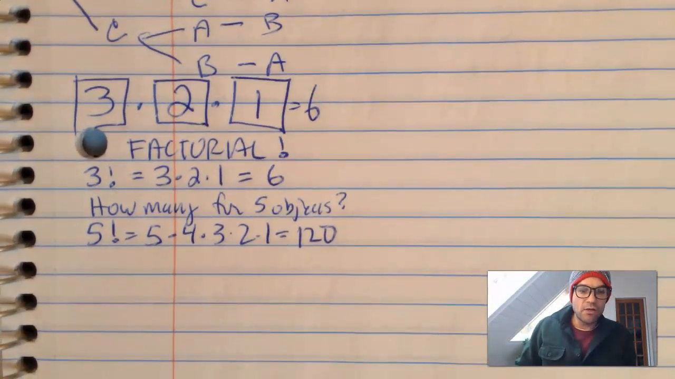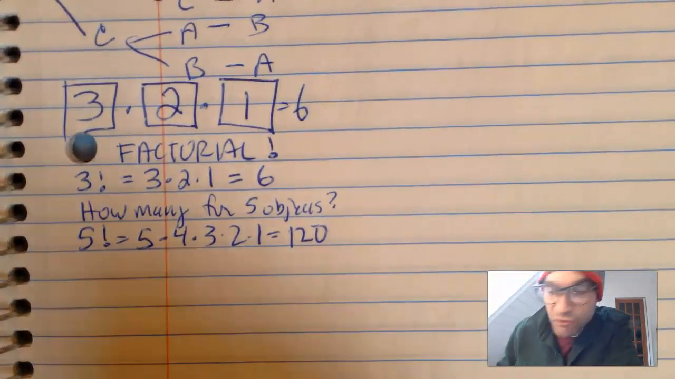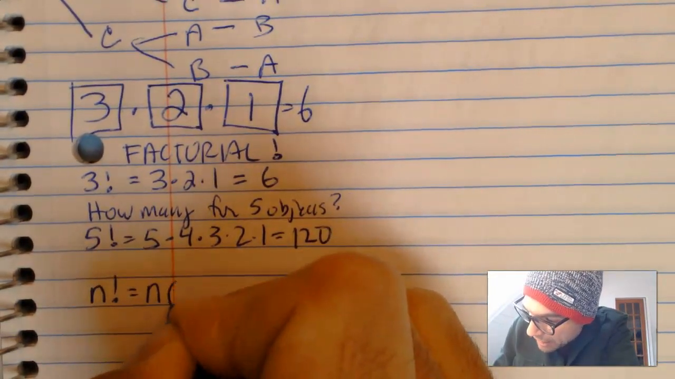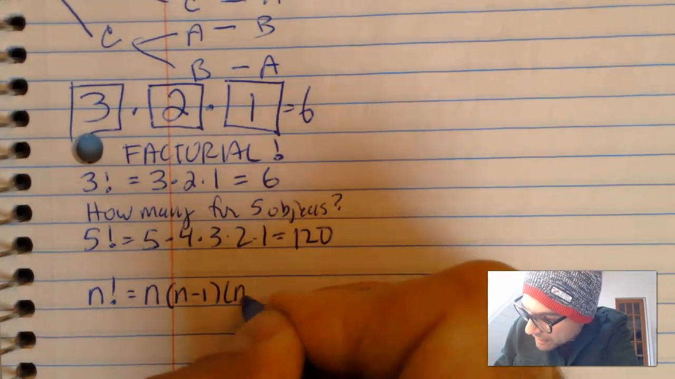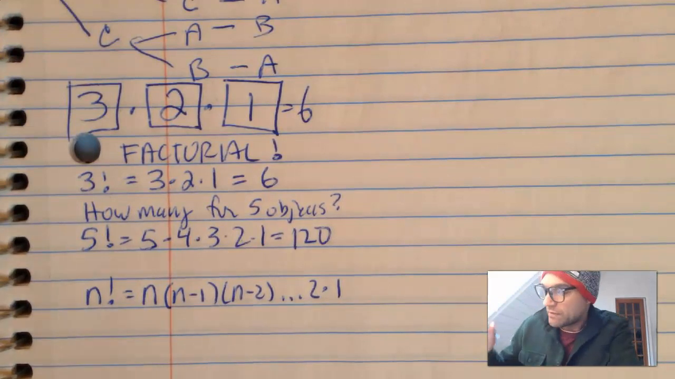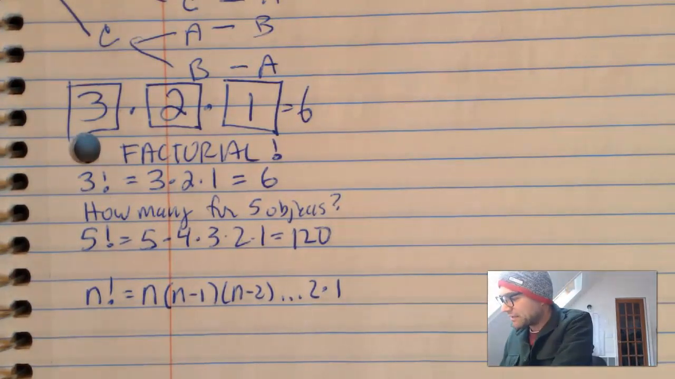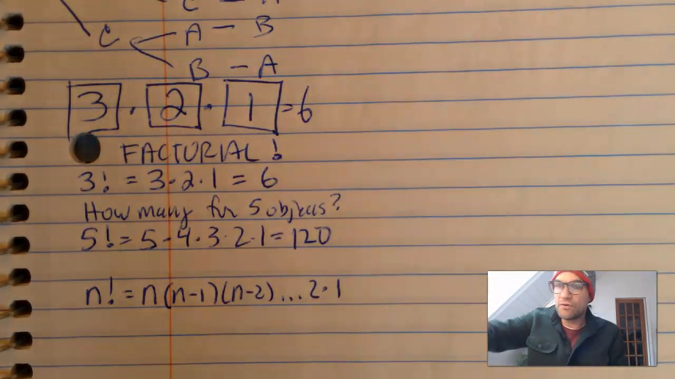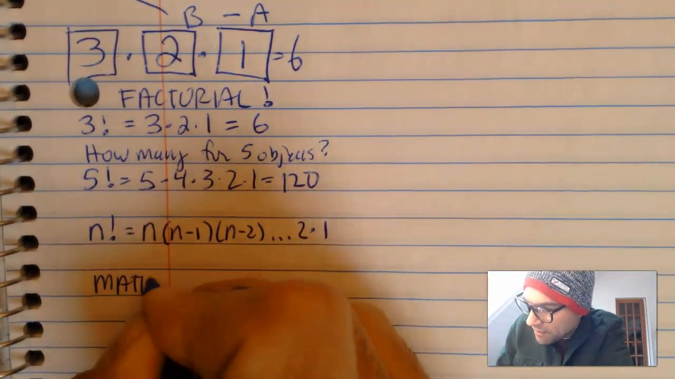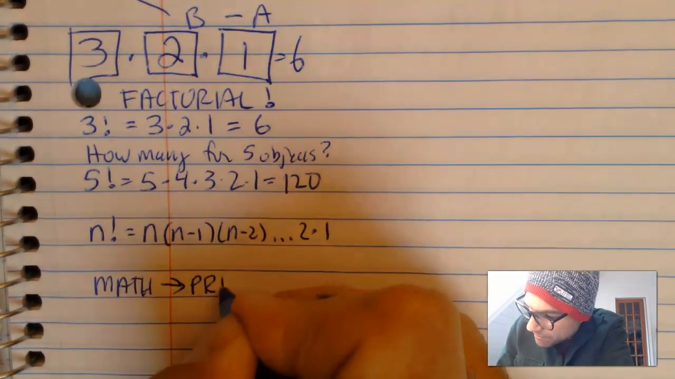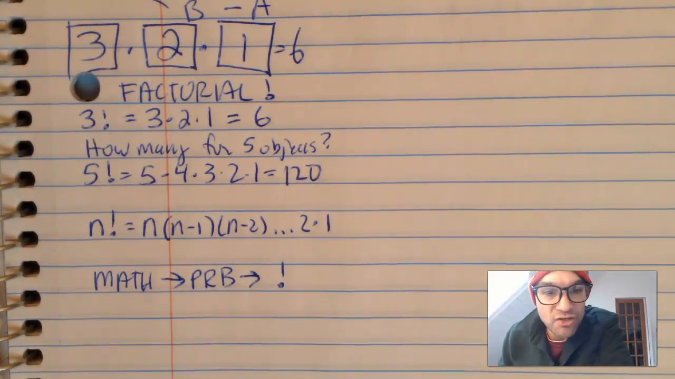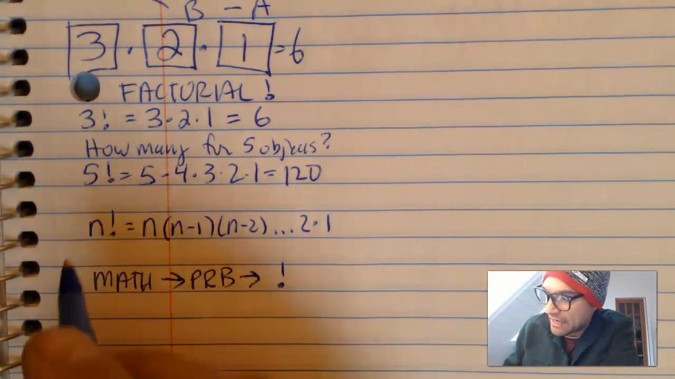Okay. Now, n factorial is often written like this: n factorial is n times n minus 1 times n minus 2, down to 2 times 1, all the way down. There's actually a place on your calculator that will do it. Okay. Your calculator, if you go from math over to probability, and then you go over to the exclamation point, that's where it is on your calculator. It's under probability on the TI.